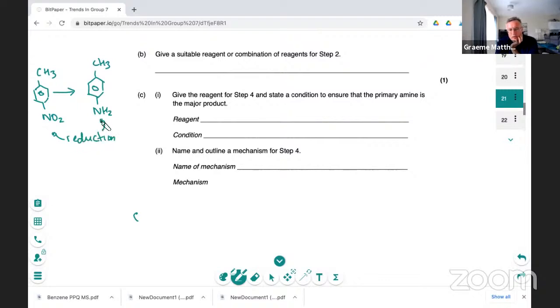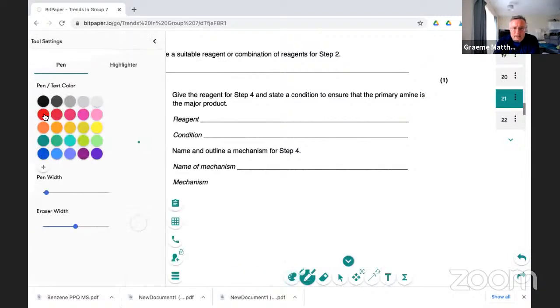Oxidation is losing electrons, gaining oxygen. You probably did this in year 12. Oxidation is losing electrons, gaining oxygen. Reduction is gaining electrons or losing oxygen. So we've gone from NO2 down to NH2. So we're thinking, why is the examiner asking me this one? Because what they're hoping you put down on the test, chemists, is this.